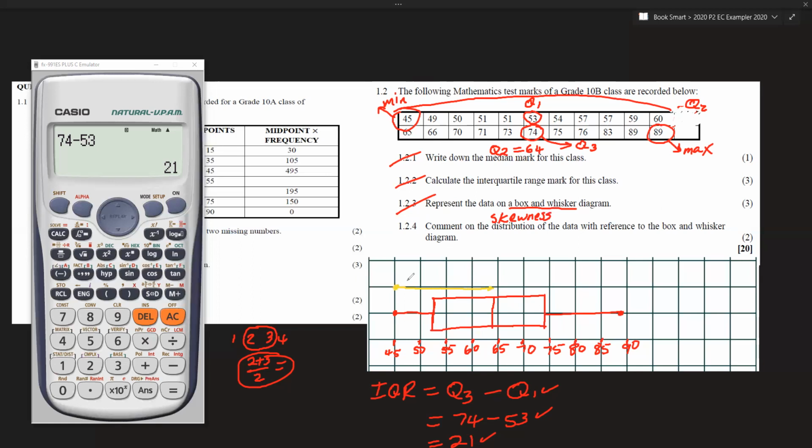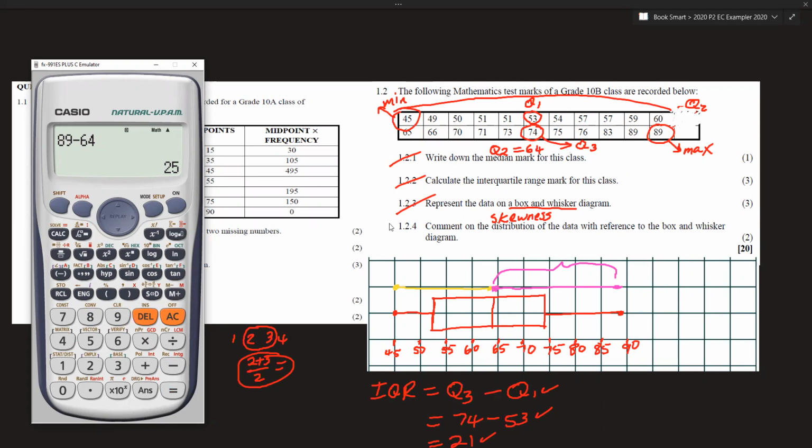Okay, you measure it, right? And then you do this. You measure the distance from Q2 to max. The one which is longer is your skewness. In this case, I can see that this part here is long, right? If you're not sure, you can minus them. For example, you can say 89 minus 64. Let's see how much it gives us, né? Just to show you. So it's 89 minus 64 gives me 25, right?